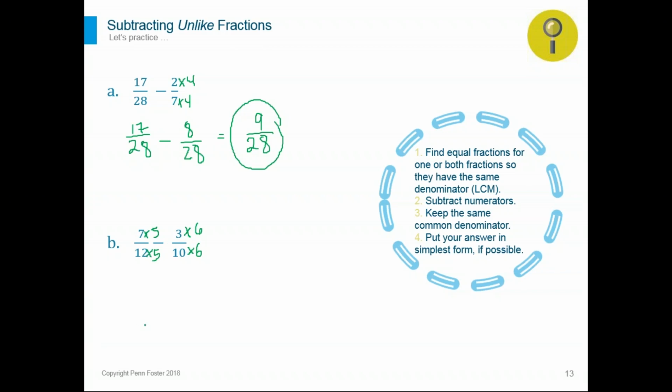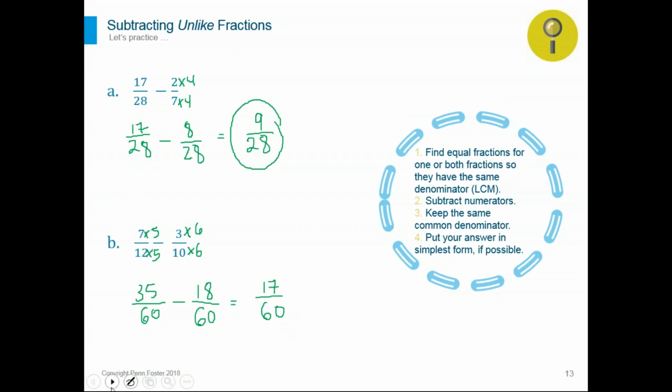Let's rewrite the problem. The first fraction would be 7 times 5 will give you 35 on the top and 60 on the bottom. Minus 3 times 6 on the top will be 18. And again, 60 on the bottom. This is what we need: common denominators in order to subtract the numerators. 35 minus 18 will give you 17 over 60. Nothing in common. This is your final and simplest form of the answer.